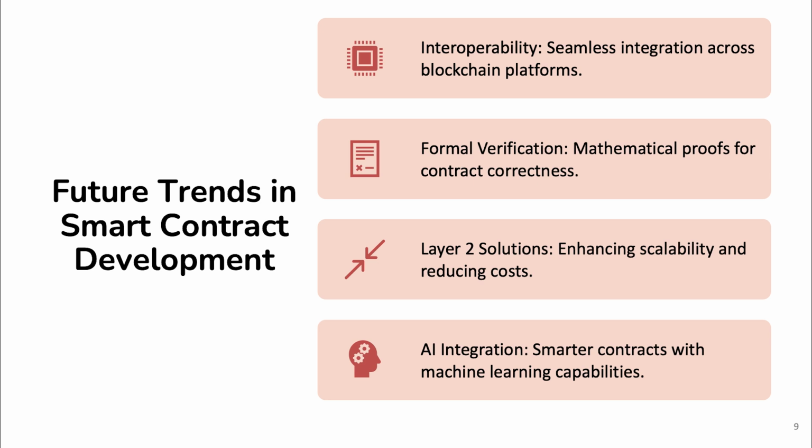As we have already seen in this course, development of Layer 2 solutions is underway. Such is the importance of improving scalability and reducing costs. Finally, as AI is invading everything, it is expectable that machine learning invades smart contracts.